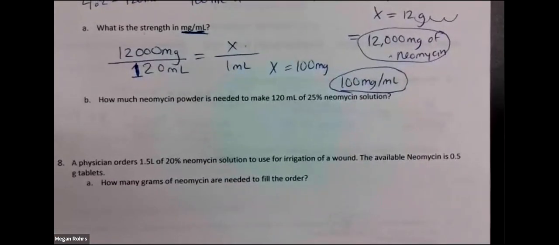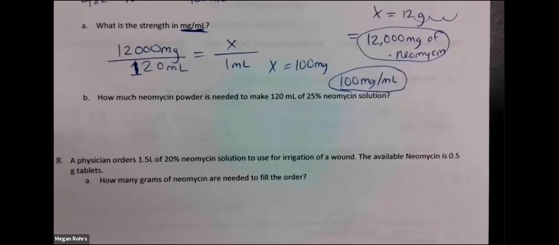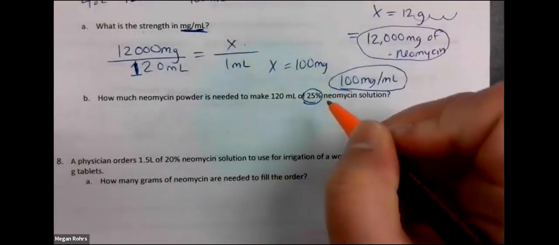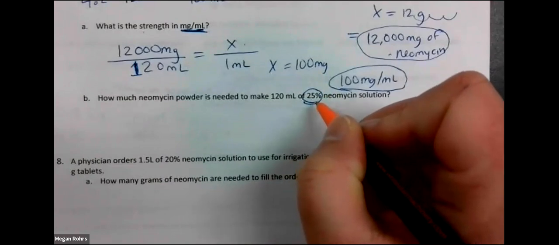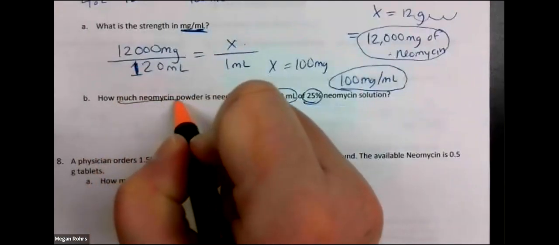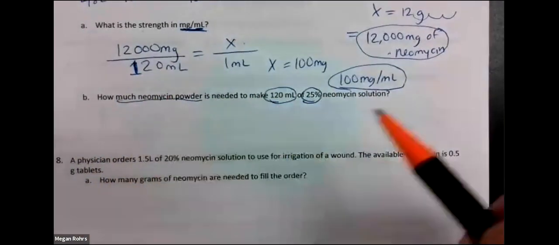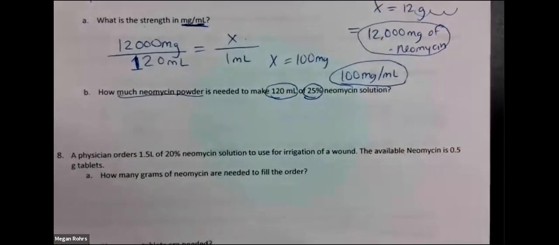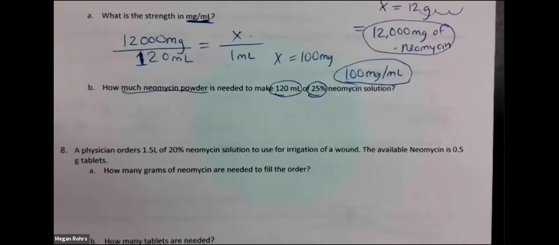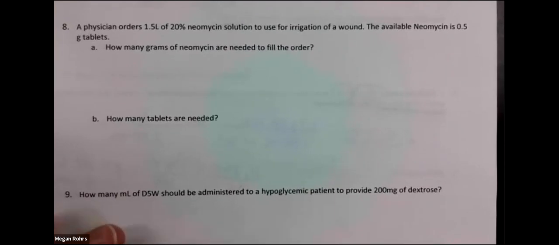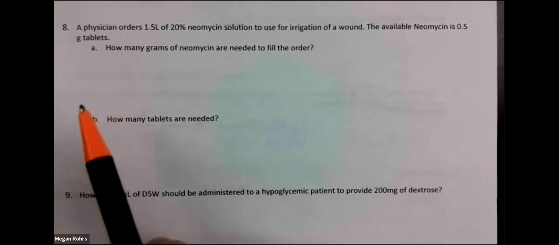Okay, now B, how much neomycin powder is needed to make 120 mils of a 25% neomycin solution? So once again, we have our strength here, and we have our total volume. So we're going to be looking for how much neomycin powder. So we're going to be looking for grams of neomycin powder. So based on what we've done so far, go ahead, pause the video, and solve B. Once you have solved B, then we'll move on to number 8 here.